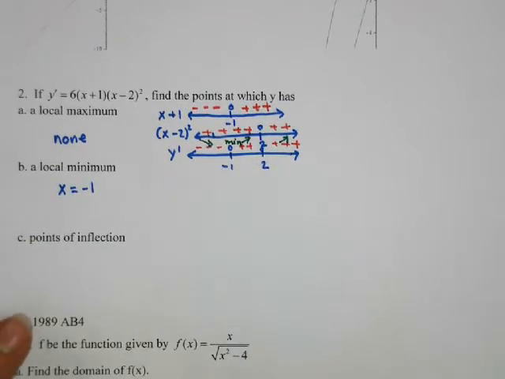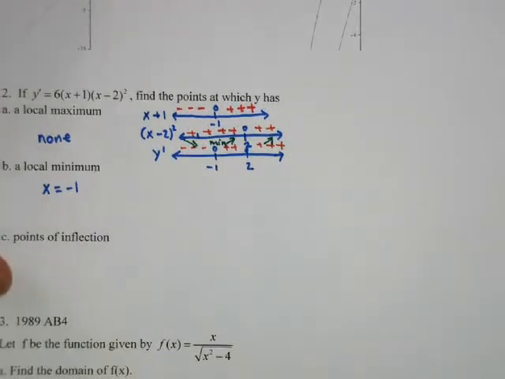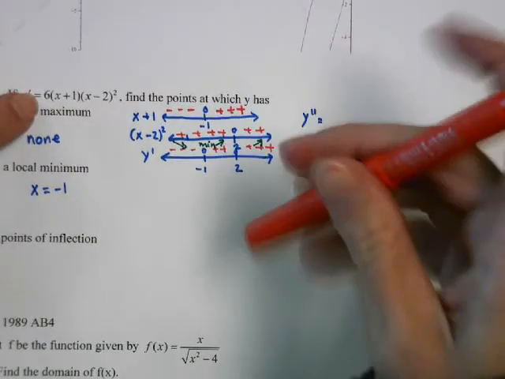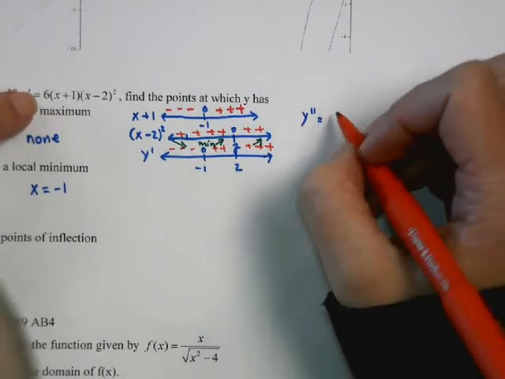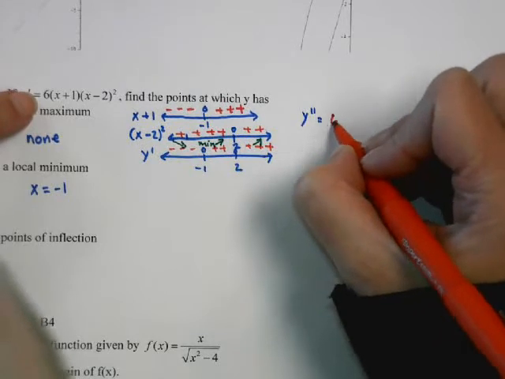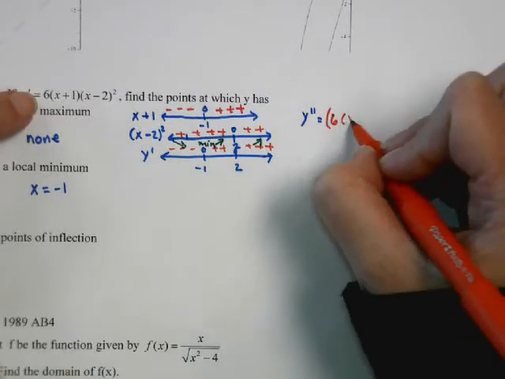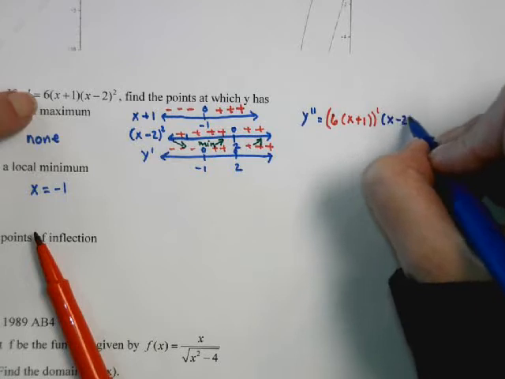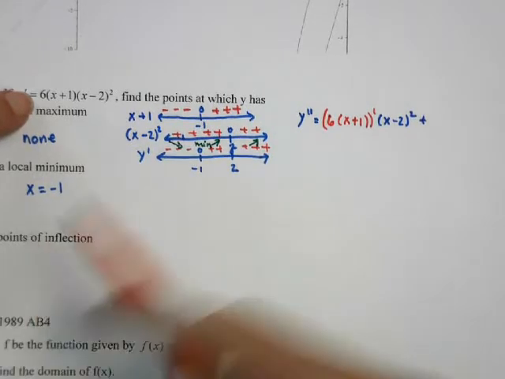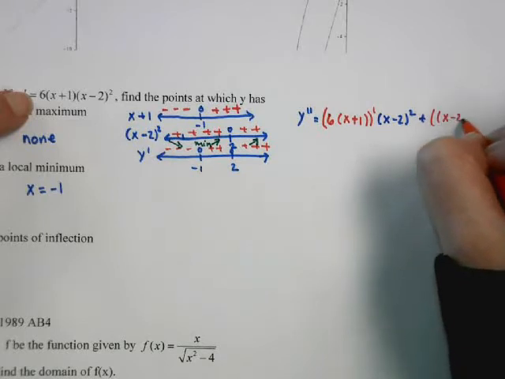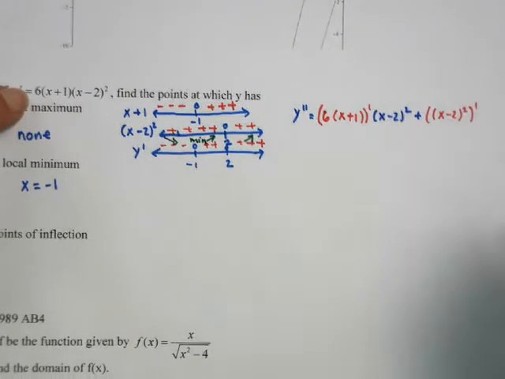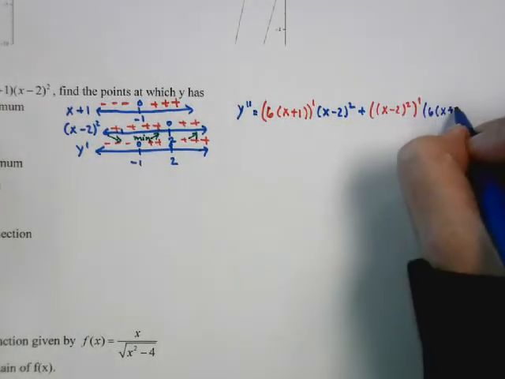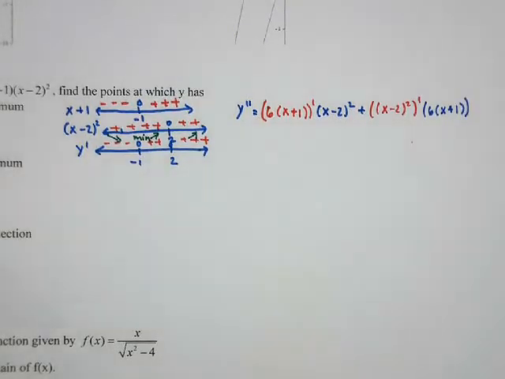Points of inflection, we're going to need the second derivative. We'll need to do the product rule here. I'll just lump the 6 in here. Okay, so that one prime. Okay, so there's our product.